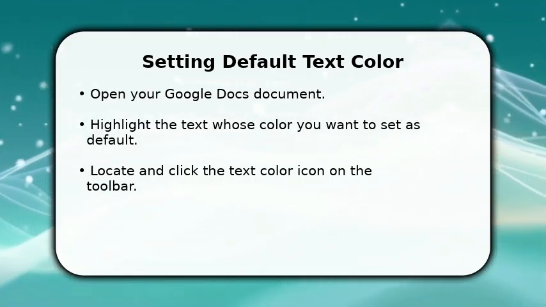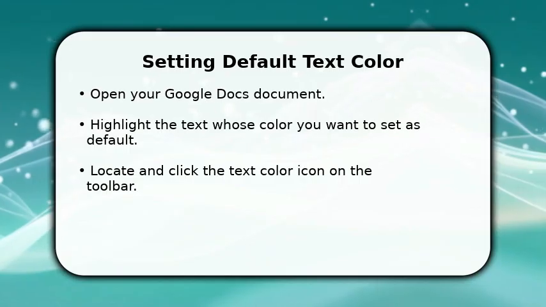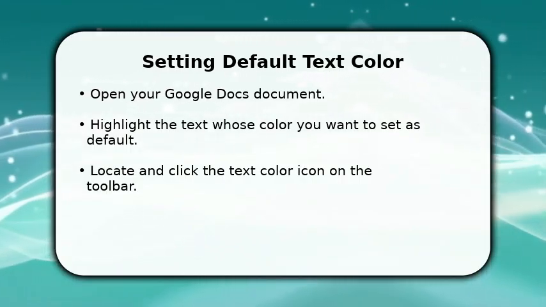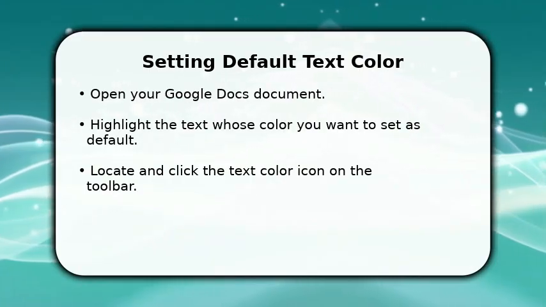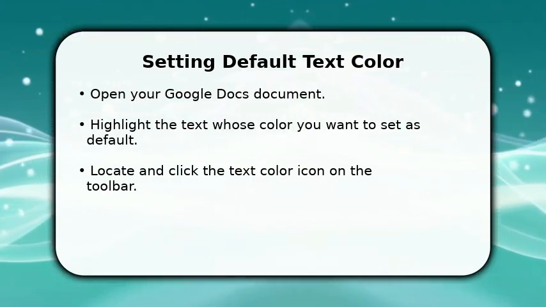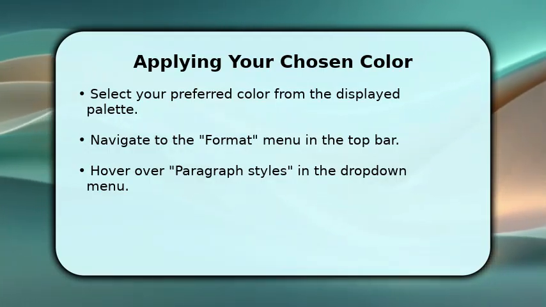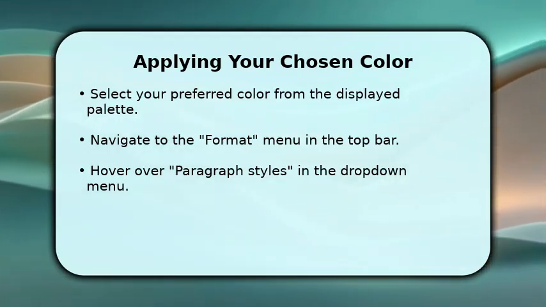Then, find the text color icon, which looks like an underlined A on the toolbar at the top of your screen. Click on it to reveal the color palette. This is the initial step to customizing your document's appearance. Once the color palette appears, choose the exact shade you wish to use as your new default.